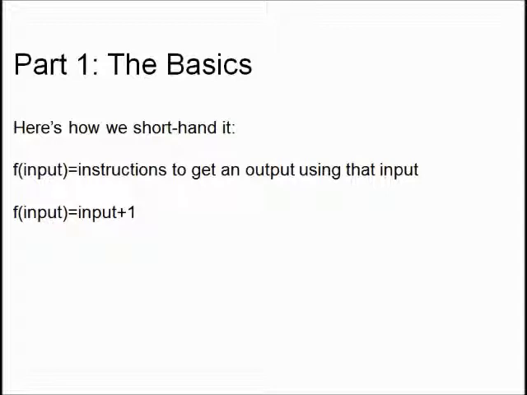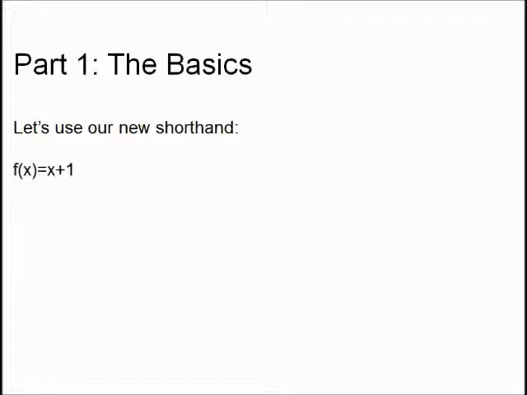Isn't this so much neater and nicer than having to write a paragraph? And we can simplify this even further. We don't have to keep saying input. We just need a placeholder. So we use x as a placeholder. f of x equals x plus 1. What is this saying? We have a function, and whatever you plug into the function, it's just going to add 1 to it, and that's going to be the output. See how neat and easy that is?